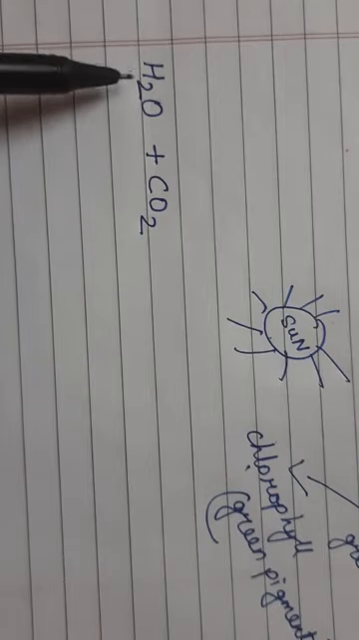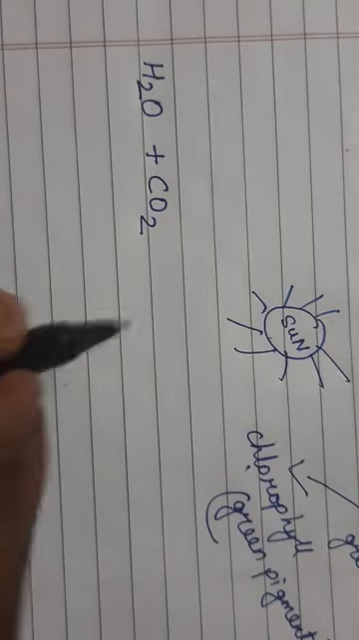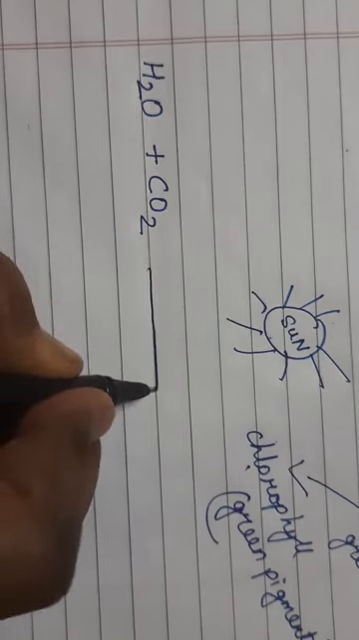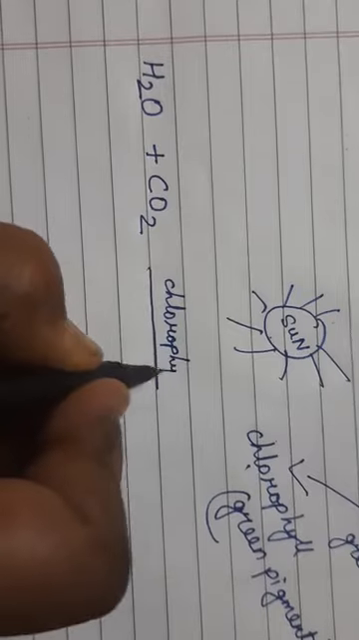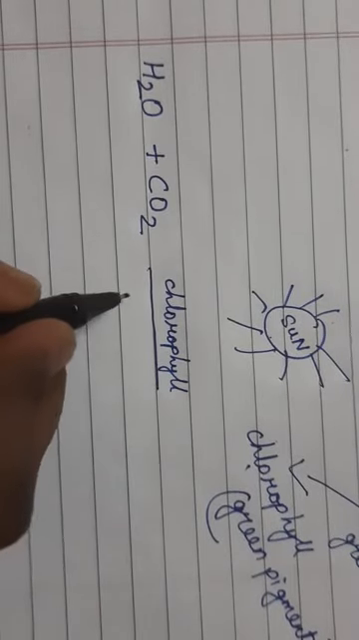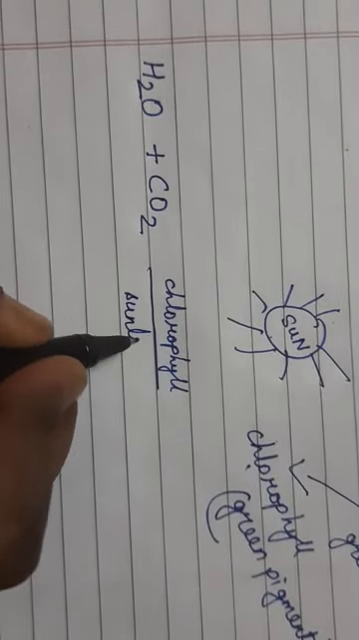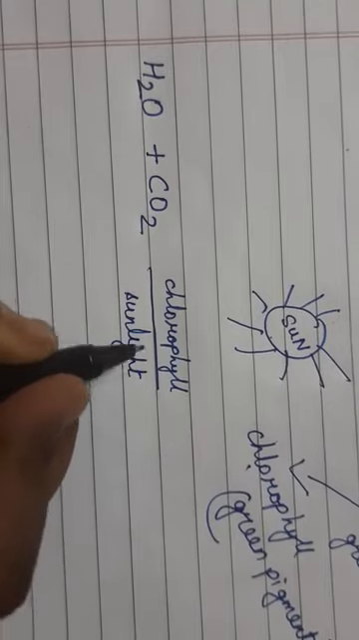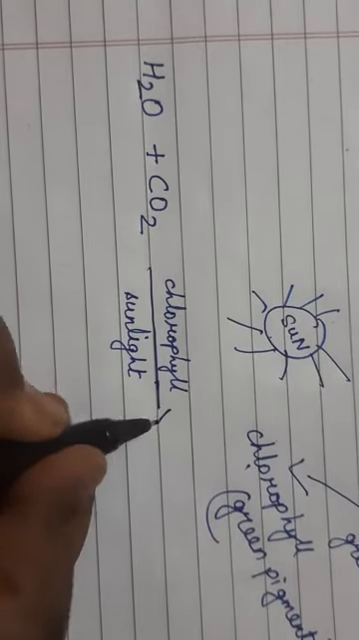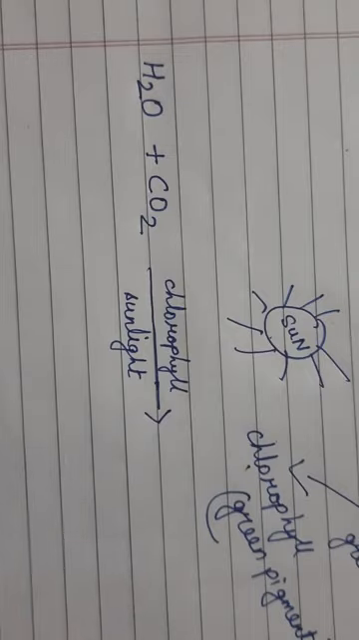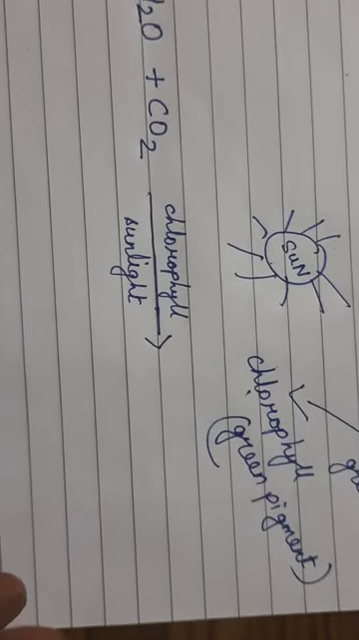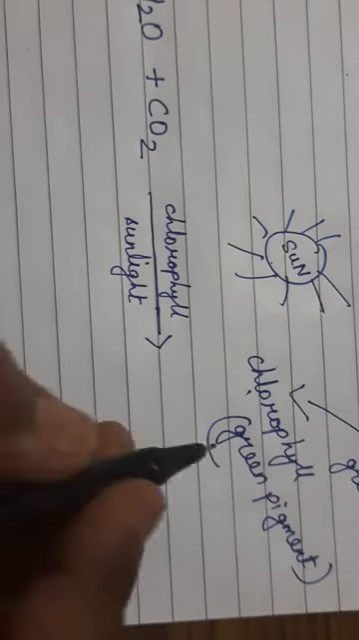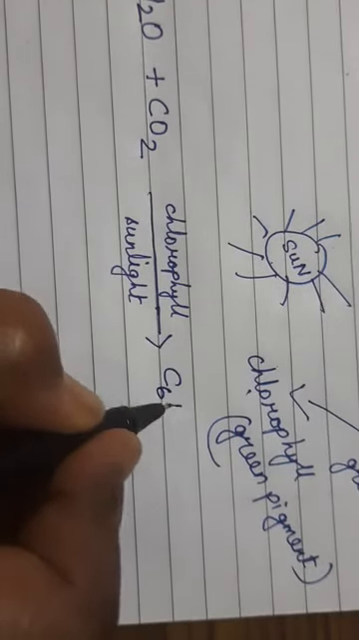Then along with water and carbon dioxide, these plants require chlorophyll. Along with chlorophyll, what do they take? They take the sunlight. Okay. So, in the presence of chlorophyll and sunlight, the green plants prepare their food. And this food is in the form of glucose. What is the formula for glucose?